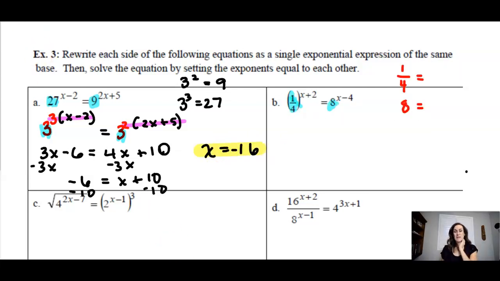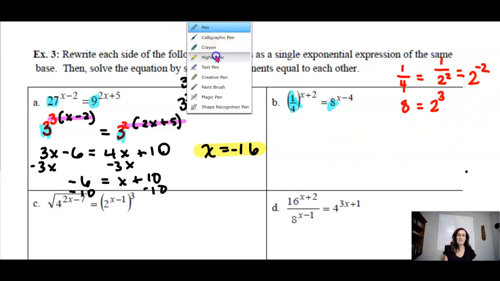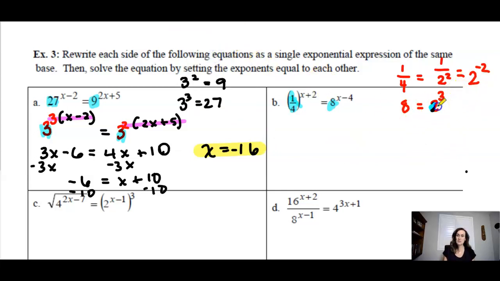So looking at B, we want to try to get the bases to be the same. So the base is a fourth and the base is 8. Let's start with 8 because it's easier. We know 8 is the same thing as 2 cubed. 2 times 2 times 2. And 1/4 is the same thing as 1/2 squared, which is 2 to the -2. You can bring this up top to the -2 power. So now you can see that I have both of those have the exact same base of 2. Here's a base 2 and here's a base 2.